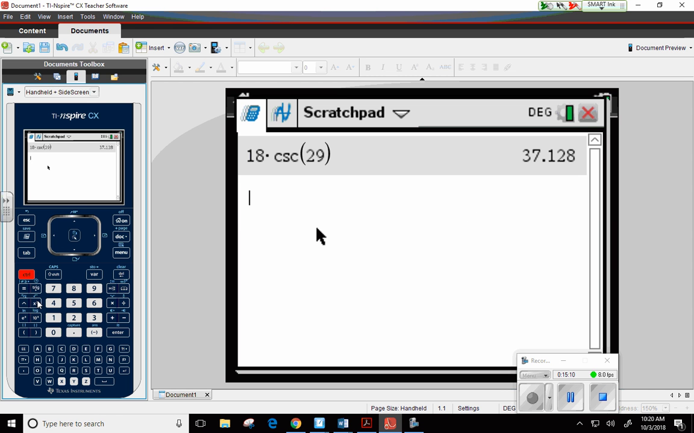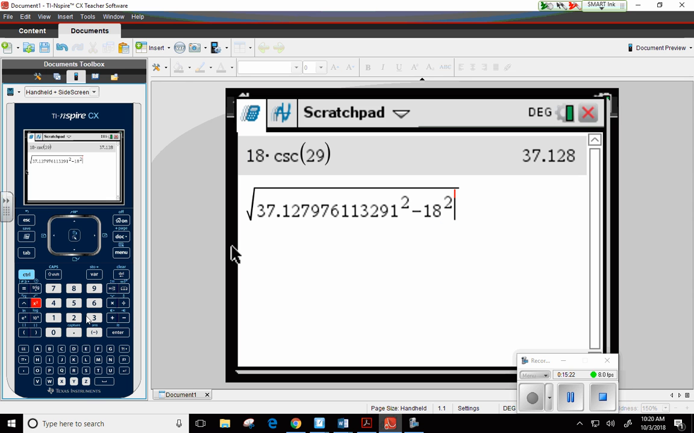I'm going to say the square root, but instead of just typing in 37.1, I'm going to use the actual value itself. And then minus the 18 squared. So that's going to give me a more approximate answer, because generally you want to avoid rounding in the middle of solving your problem. So what am I going to get here?